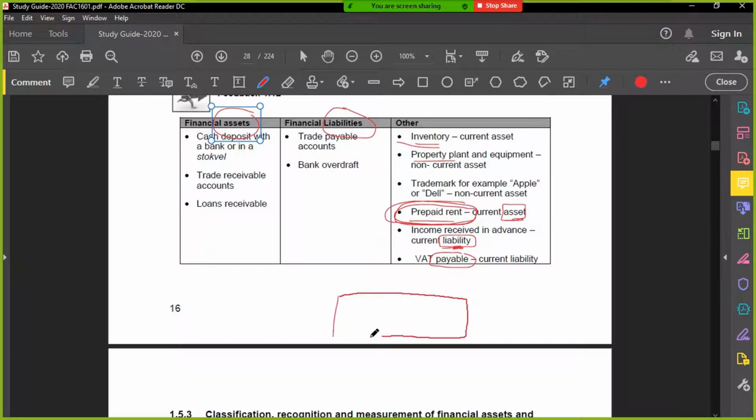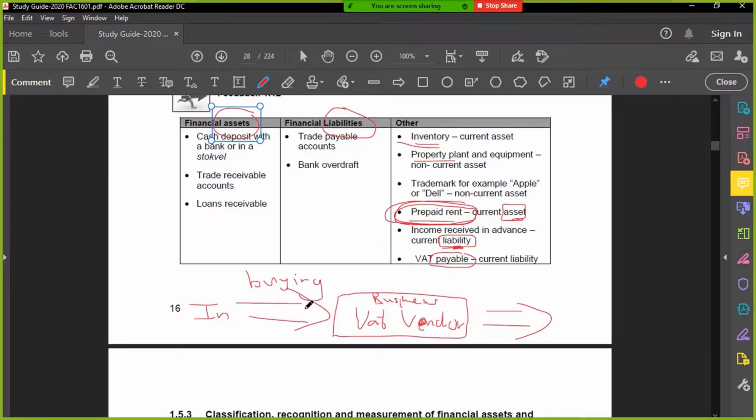Right. So if I did 1502 with you, I would have given you this diagram. A VAT vendor is the business, and you always look at things from the business's point of view. Arrow on this side, arrow on that side. This arrow is going in and it occurs when there is buying. So when you have buying, you'll have input, goods coming in. When you have selling, you'll have outputs.